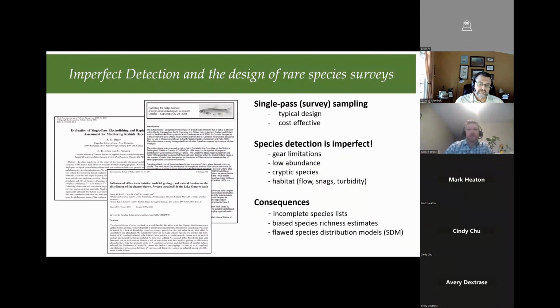But as Al educated us, species detection is imperfect. This could be because your gear is only so effective at collecting a certain species. For fishes at risk, low abundance is a problem in terms of the probability of encountering them. Some of the species that we think are cool or interesting are cryptic. They have the habitats they use. They could be benthically oriented, so they're hidden around rocks. So they're hard to find. Or maybe they have a diel behavior pattern, and they're really only active at nighttime.